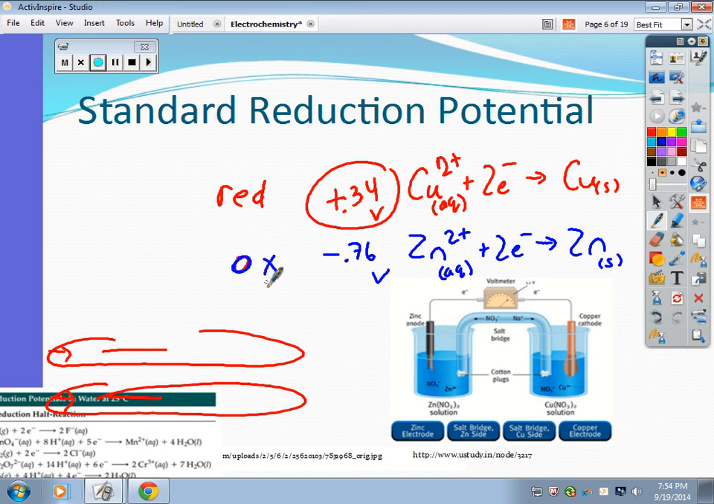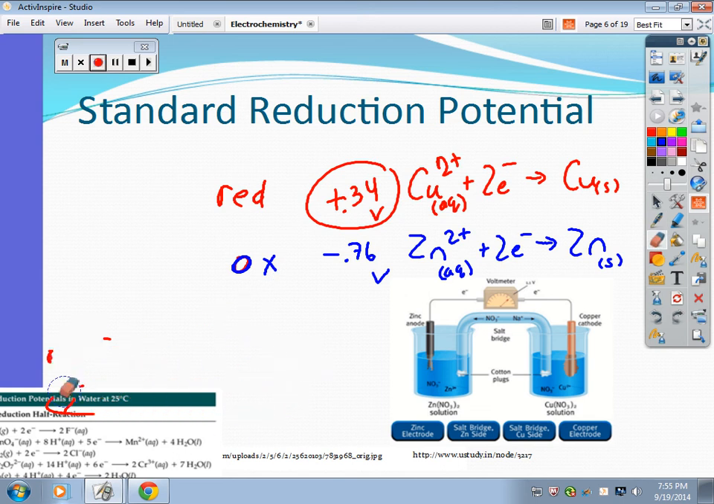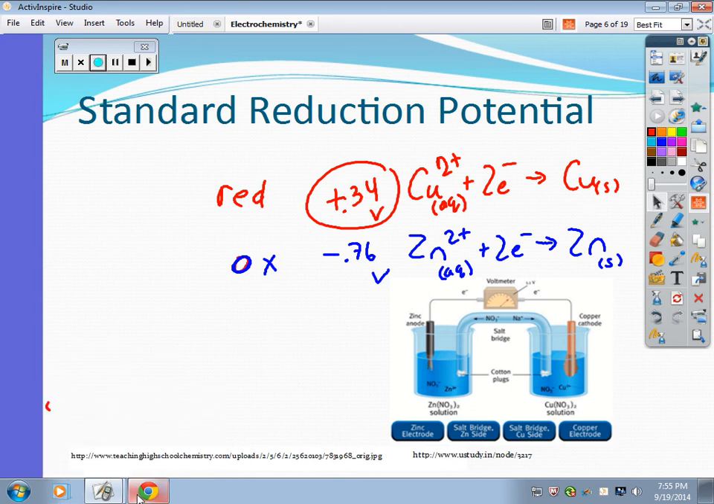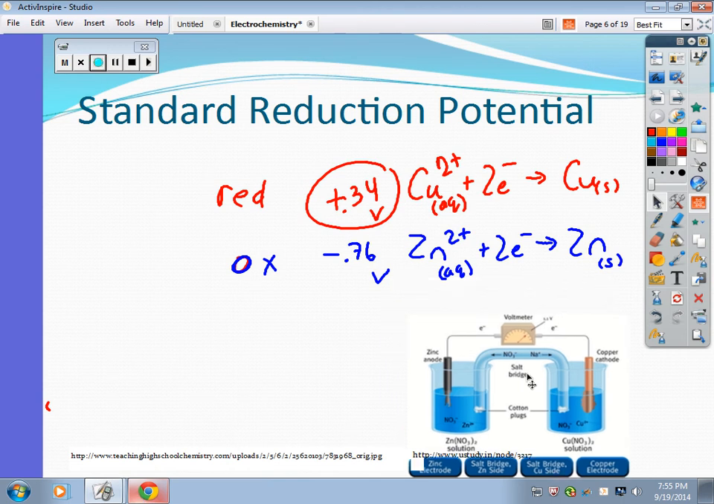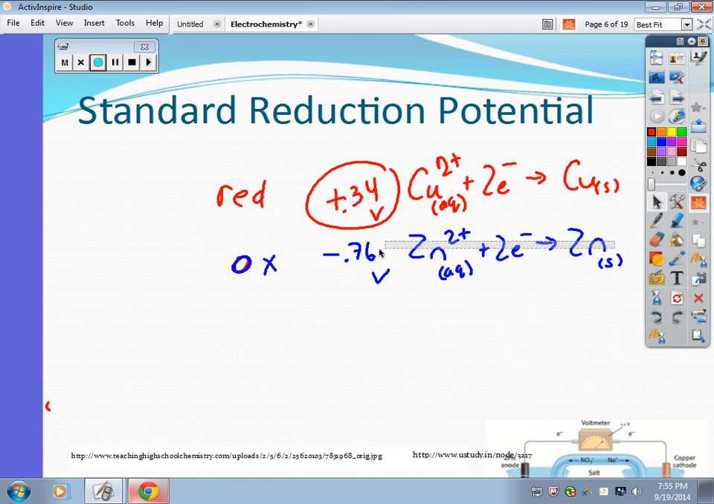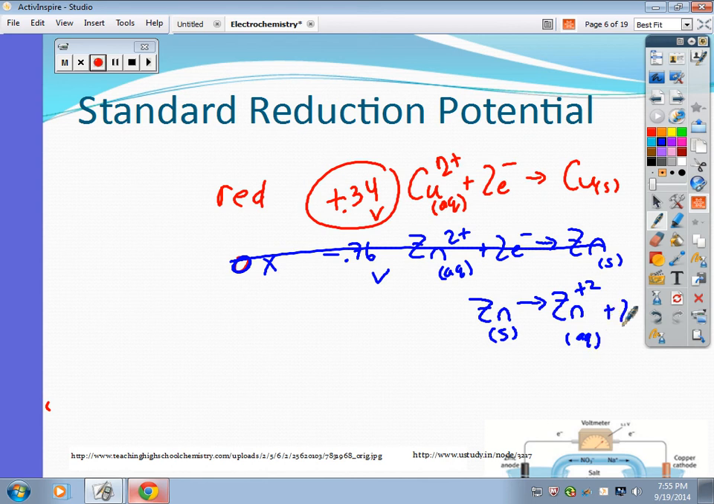Now what's that mean? That means that I physically need to take that zinc reaction and I need to flip it. And why do I need to flip it? Because didn't we just say that these are all written as reduction? They're both reduction, aren't they? So I'm going to take this, I'm going to cross it off. I'm going to completely flip it, so that my zinc is on this side. And my zinc 2+, and my 2 electrons are on this side. And now I'm going to switch my voltage.